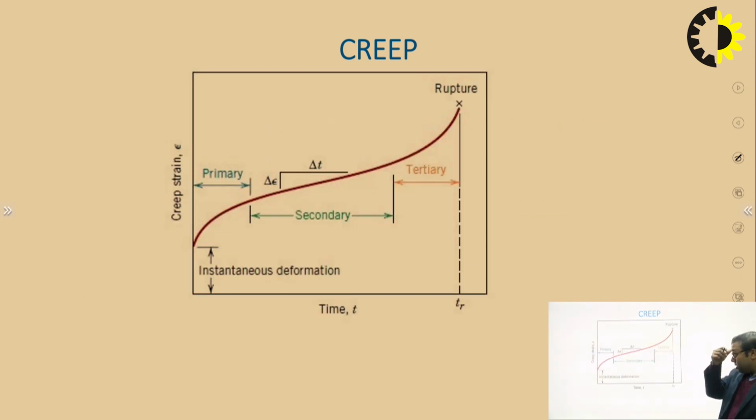So this is the diagram for creep strain versus time. You can see there are three different zones of creep: primary zone, secondary zone, and tertiary zone. In the primary zone, creep strain increases in a very fast manner, and then in the secondary zone, as time increases, the creep strain also increases in a linear manner. In the tertiary zone, with the increase in time, the creep strain increases in a very slow manner, and at this point rupture happens for the material.